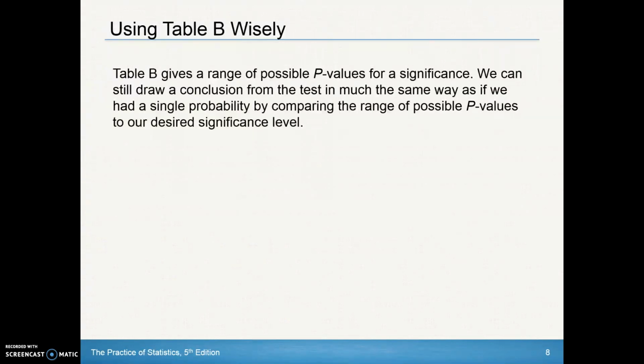So again, use table B wisely. It does give a range of possible p-values. We can still draw a conclusion from the test much the same way as if we had a single probability, by comparing the range of those values to our desired significance level. So again, we look at that p-value, and if our p-value is less than our significance level, we would reject the null. If our p-value is greater than our significance level, we'd fail to reject the null. So that's fail to reject, and up here, this would be reject. All right.